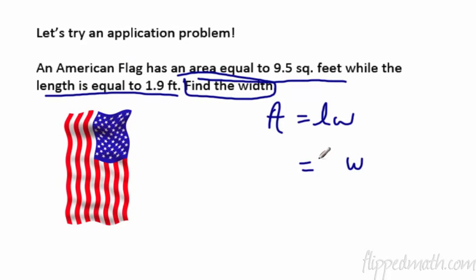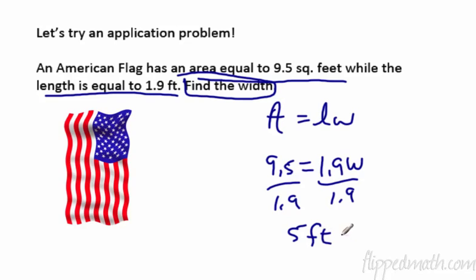The length is 1.9, and they give us the area is 9.5. Look, we have a little equation here. This is exactly what we're doing. We're learning how to solve these equations. We're going to divide each side by 1.9. We're going to get 5 feet is going to equal the width. Make sure that you put your units on there so that you communicate clearly what your answer is.